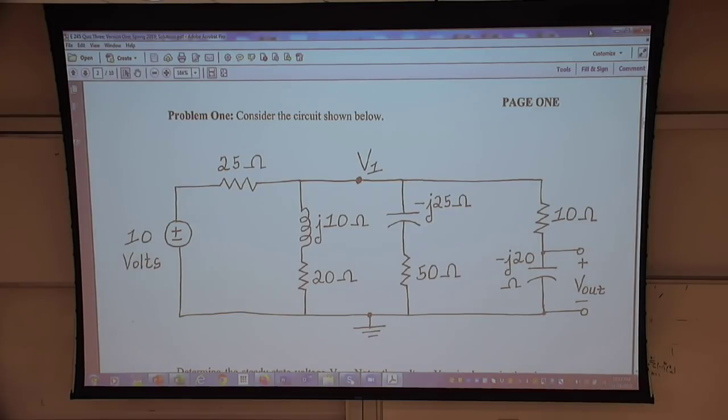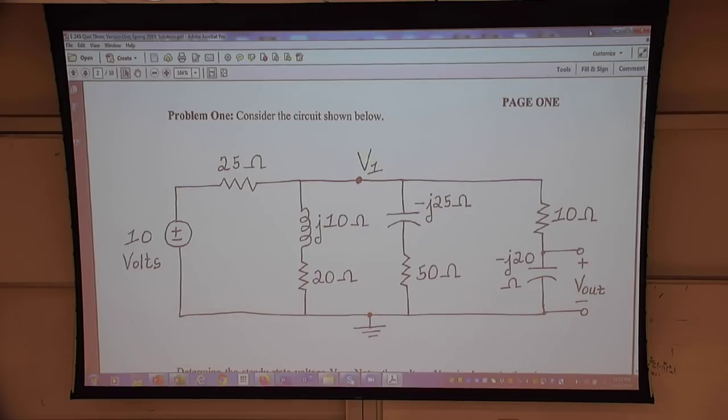Consider the circuit shown below. By the way, I've already done the conversion for you to save you time. I try to be a good man. It might be, it might not be. If I'm in a bad mood, I won't. I would just keep the answer in polar form.